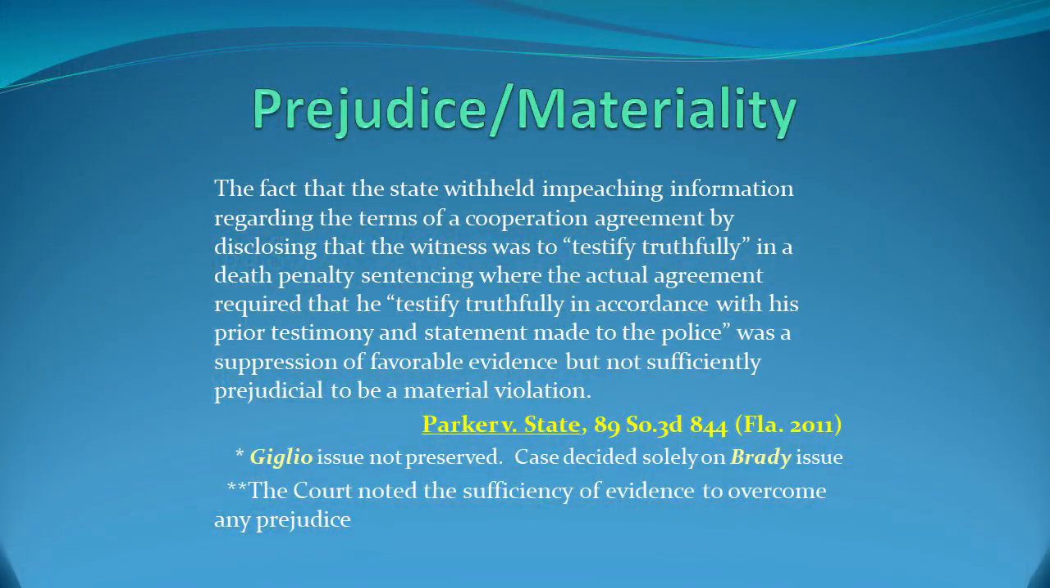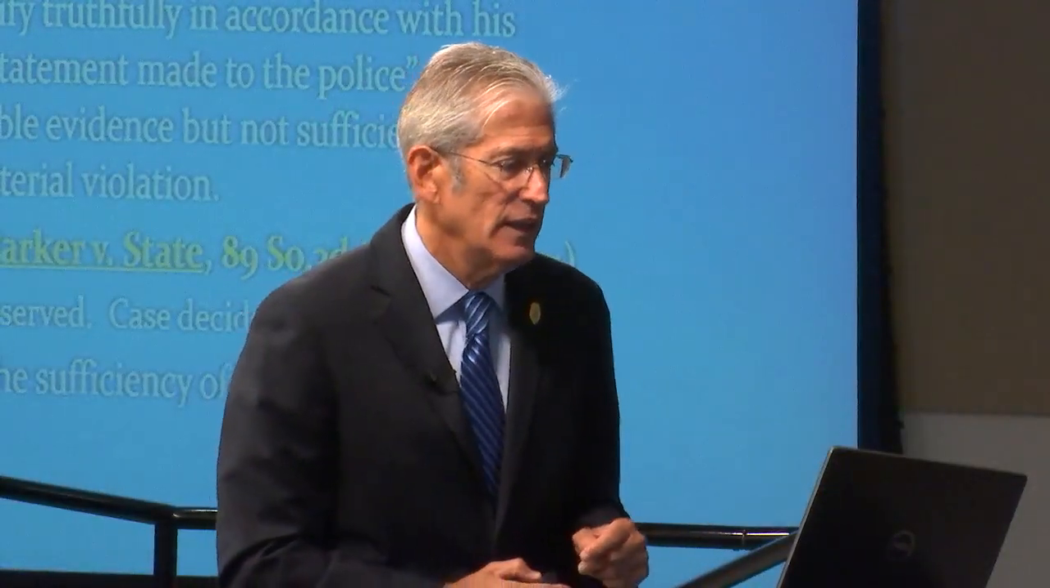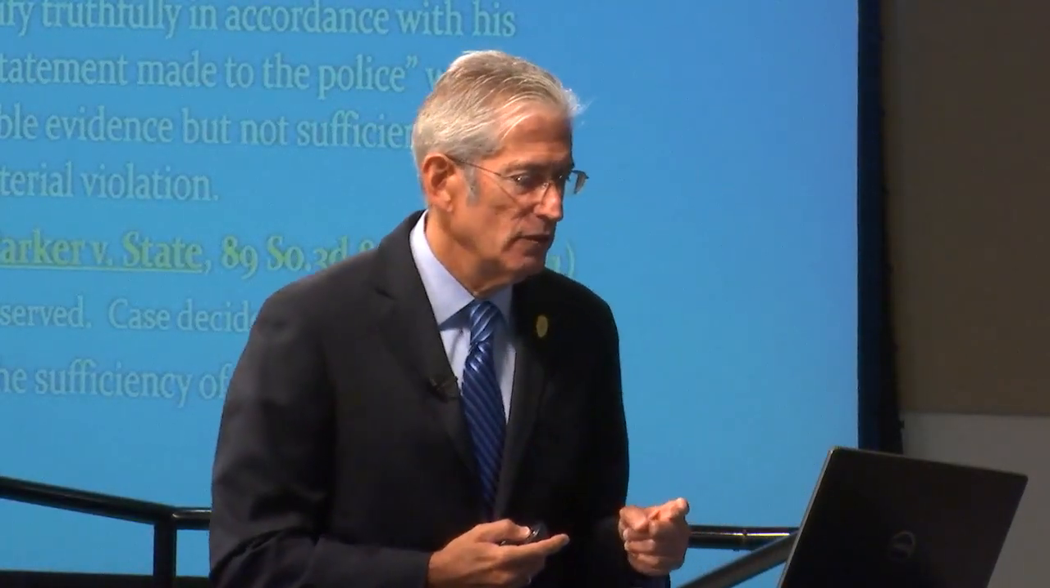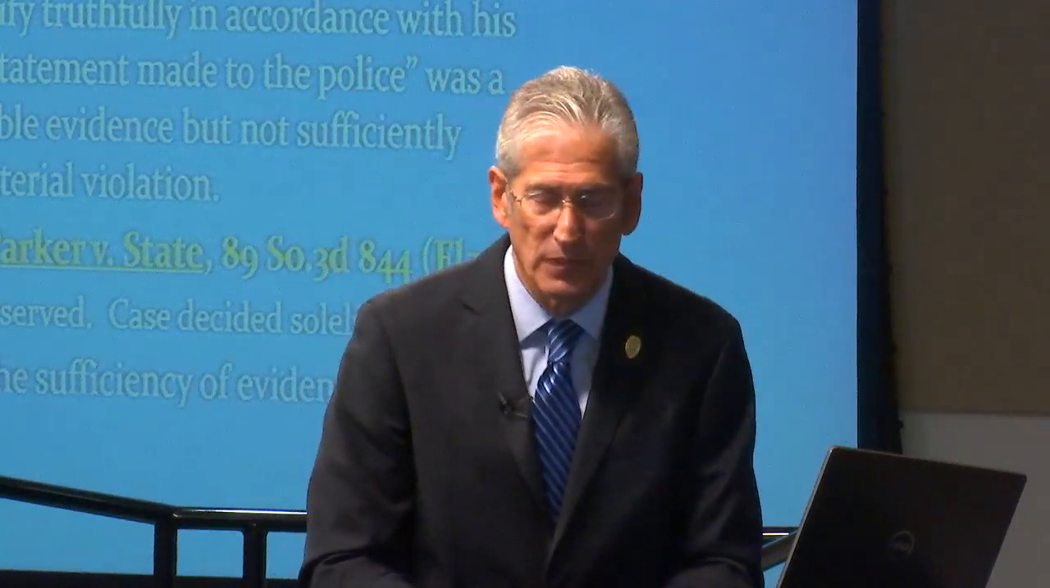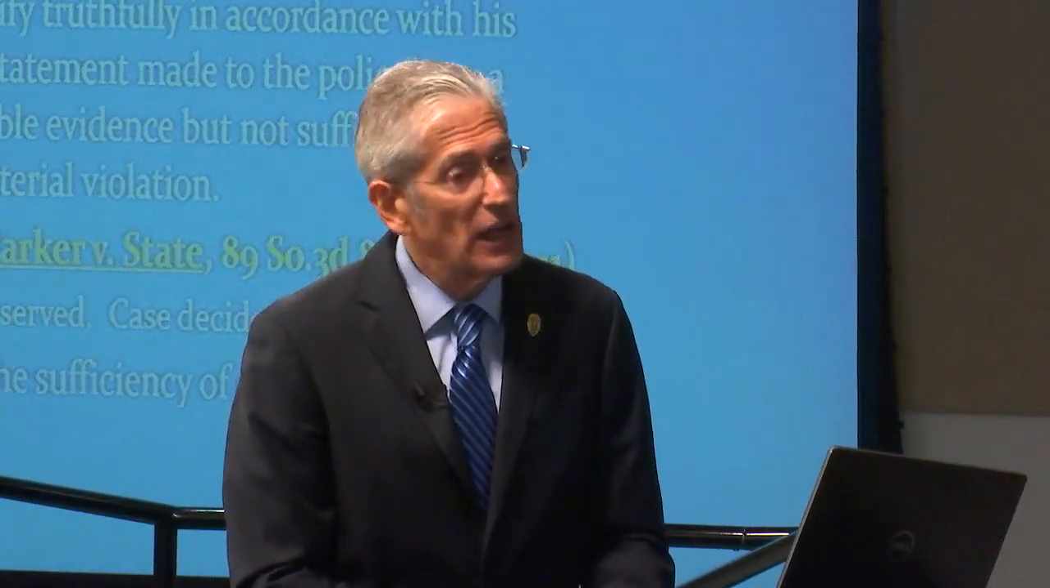Now let's talk again about Parker versus State, which is just giving you examples of how the court comes out on these things. In Parker, the court noted the sufficiency of the evidence to overcome any prejudice. In other words, in the materiality analysis, the more the state's evidence, the less prejudice a piece of evidence is that's not disclosed. So the state withheld impeaching information regarding the terms of a cooperation agreement by disclosing that the witness was to testify truthfully in a death penalty sentencing, where the actual agreement required that he testify truthfully in accordance with his prior testimony and statement made to the police. Let me tell you, that's not a Brady violation.